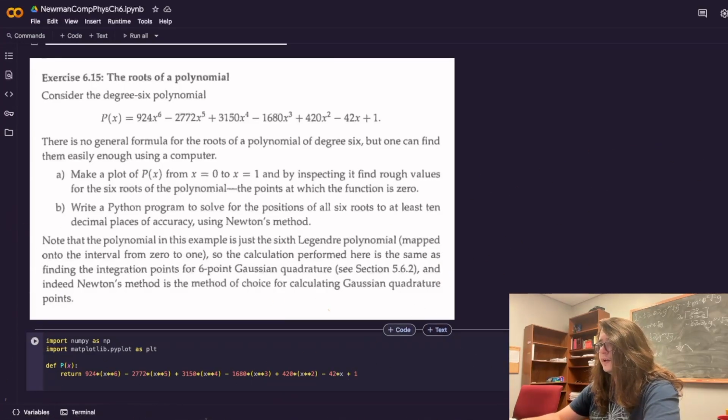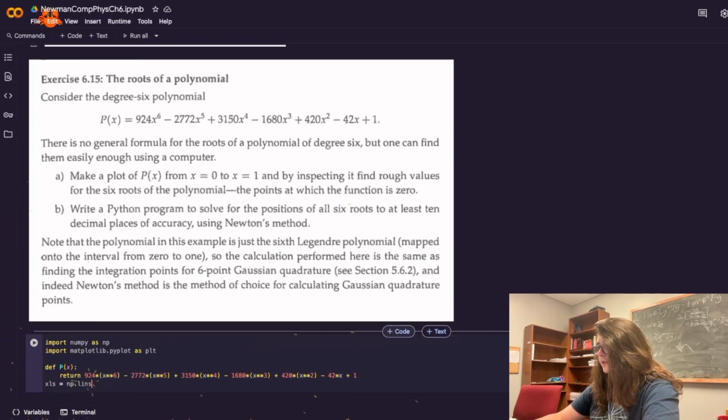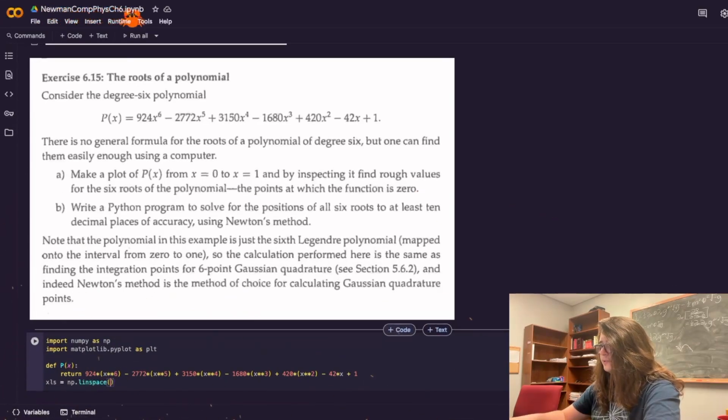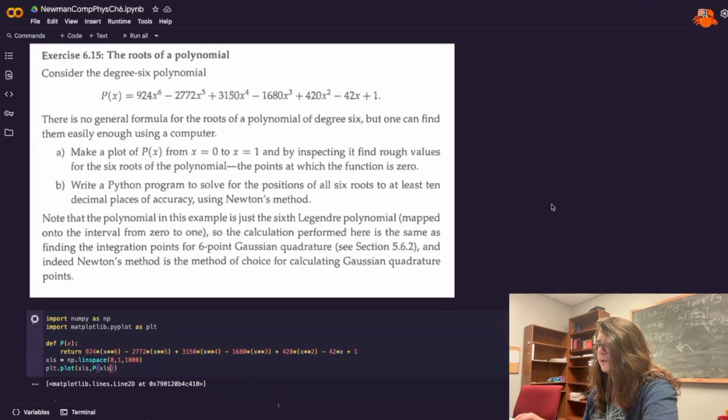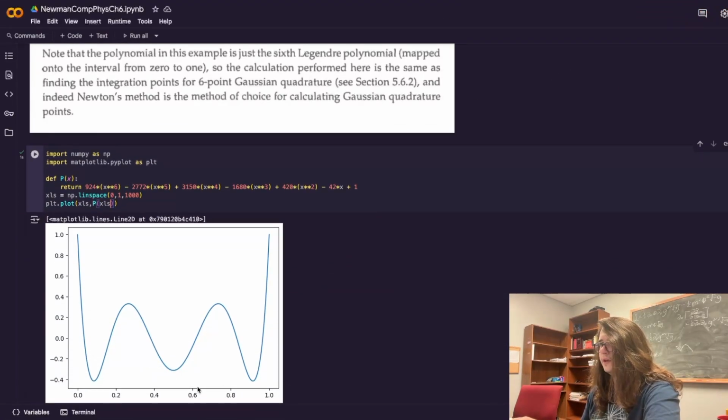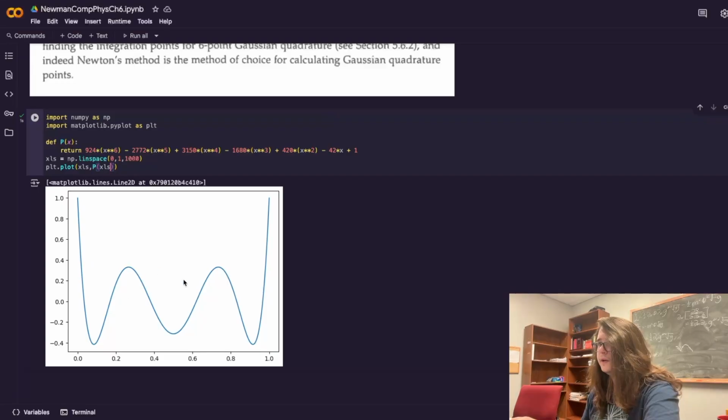Right, that's fine. And then we'll just create an input list from 0 to 1. That's going to be a linspace object, 0, 1, 1,000 points. And just plot xs versus p of xs and see what happens. Yeah, so that's going to be your Legendre polynomial, right?